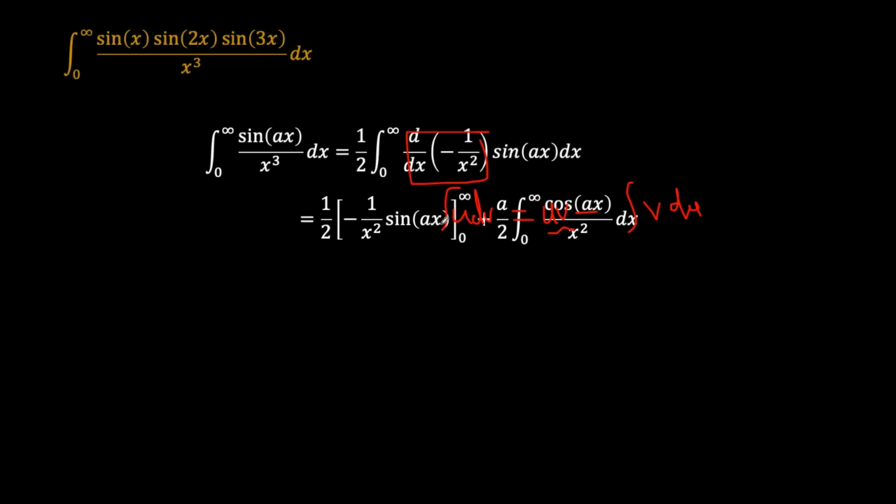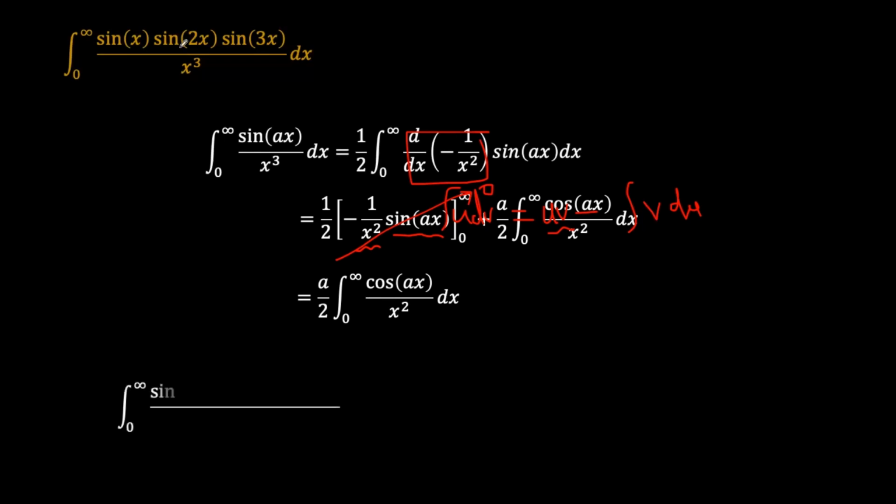As you can see here, the interesting thing is the upper limit when x tends to infinity, these parts here tend to 0, so this entire expression goes to 0. When x tends to 0, or when x equals 0, this part tends to 0, and the entire thing goes to 0. So essentially, this entire expression here goes to 0. And we are left with just a over 2, the integral from x equals 0 to infinity of cosine ax over x squared. So this equals to this.